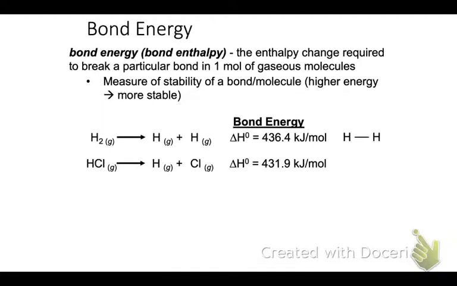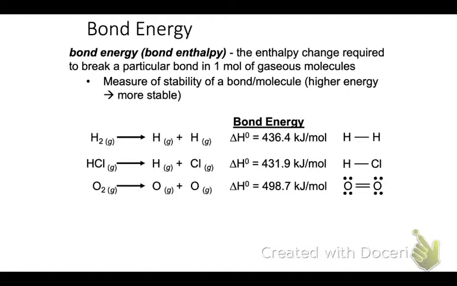Now, breaking a bond between hydrogen and chlorine in a hydrogen chloride molecule will cost 431.9 kilojoule per mole. So something very comparable. Oxygen molecule, remember that oxygen has a double bond. Breaking that bond will cost even more energy, because with a double covalent bond you're breaking 2 bonds, so naturally you're going to have to spend more energy breaking the double bond.